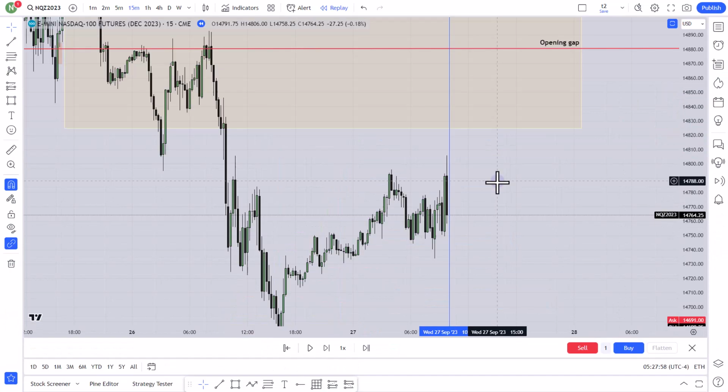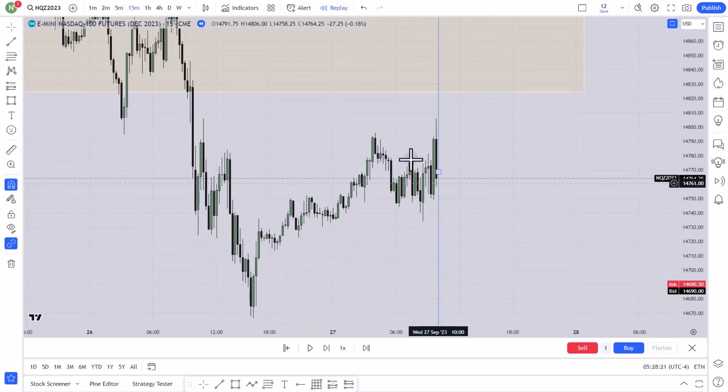So viewers, here is the 15-minute chart from Nasdaq, Wednesday 27 September 2023. I'll go step by step through every macro. I will show you how this macro strategy works, and it actually worked on Wednesday. I have already shown you Monday and Tuesday price action. So here is the market, and you can see this is the current market price.